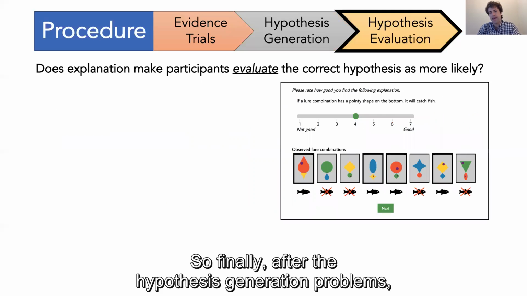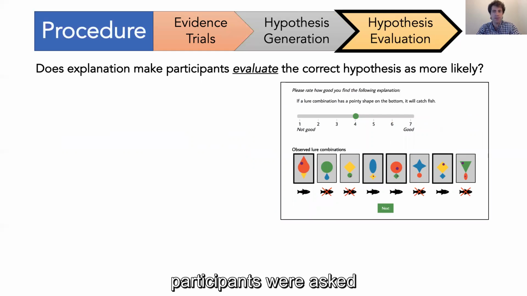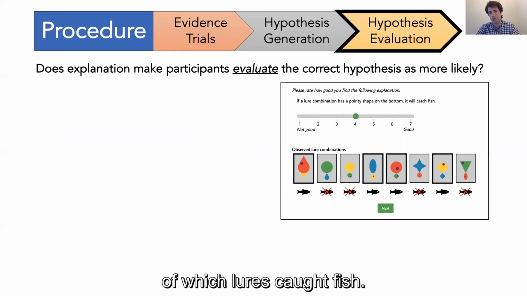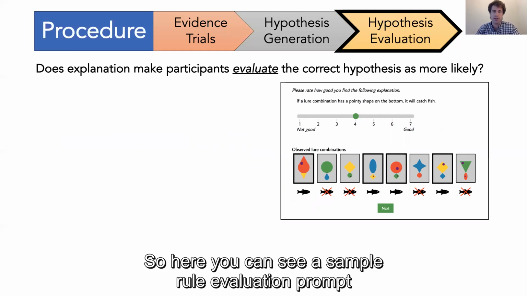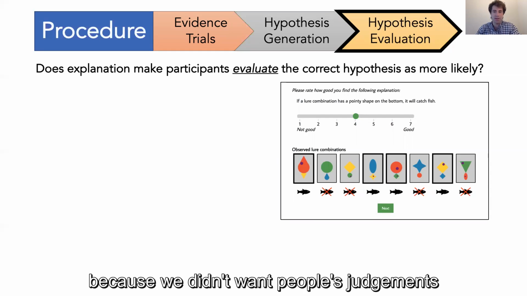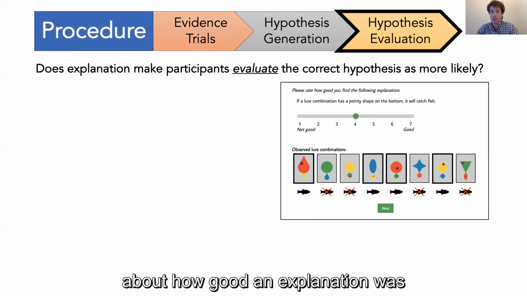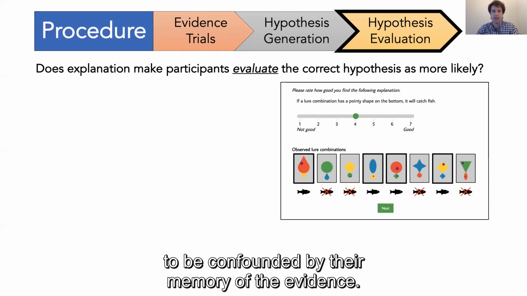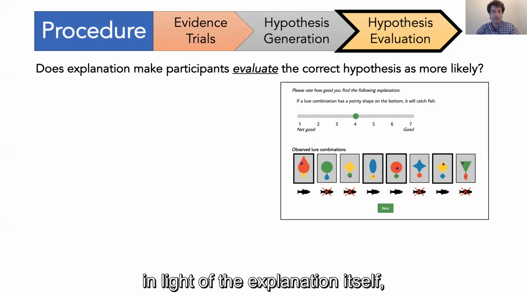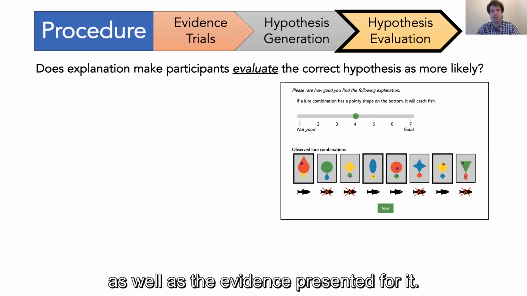So finally, after the hypothesis generation prompts, participants were asked to evaluate different candidate hypotheses for how good they were as explanations of which lures caught fish. So here you can see a sample rule evaluation prompt for the target hypothesis. The evidence was visible during this phase because we didn't want people's judgments about how good an explanation was to be confounded by their memory of the evidence. So when we say evaluate here, the idea is simply to elicit people's posterior judgments of whether an explanation is good in light of the explanation itself, as well as the evidence presented for it.